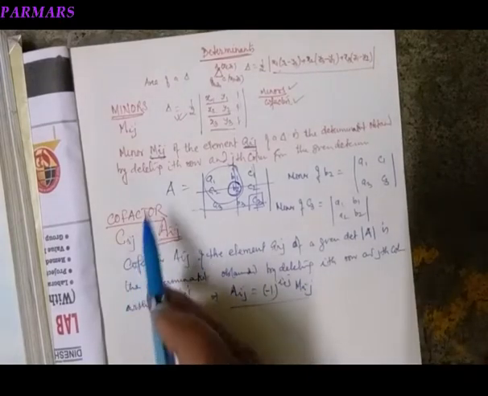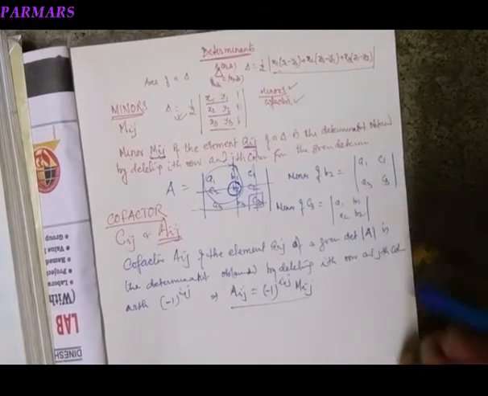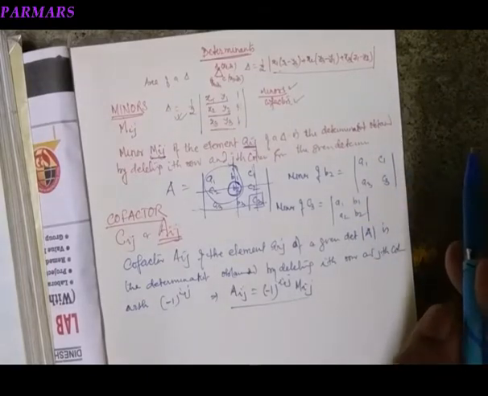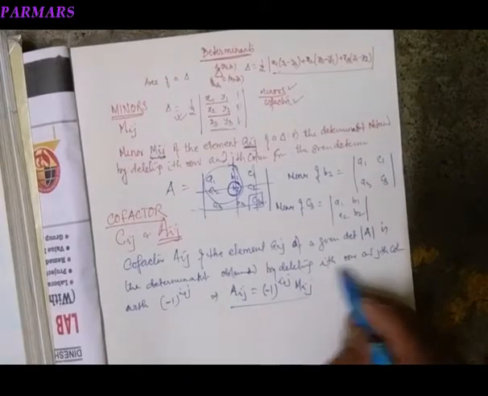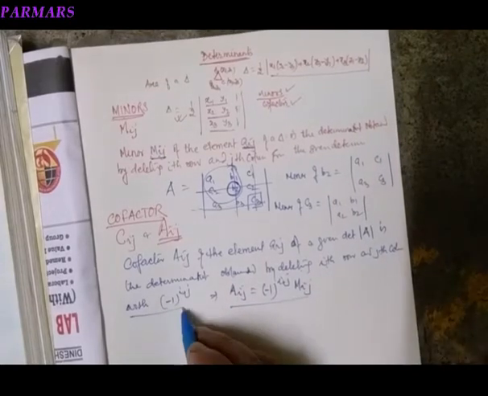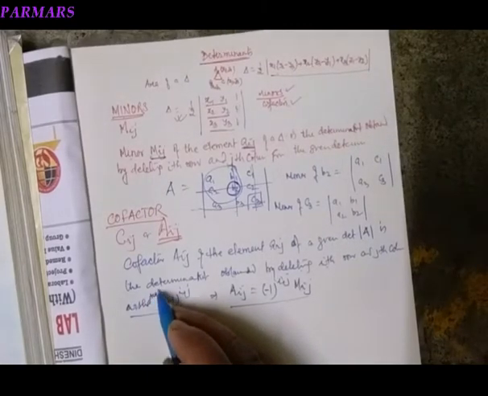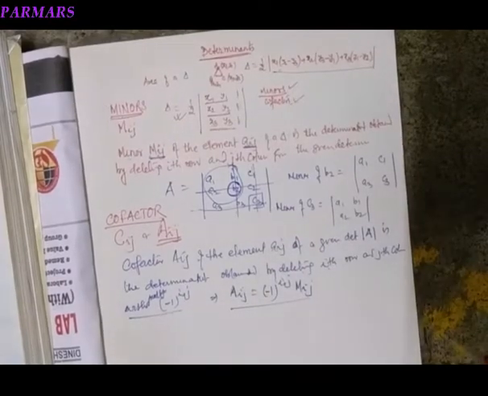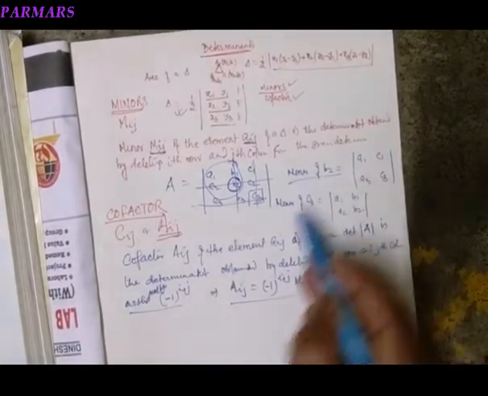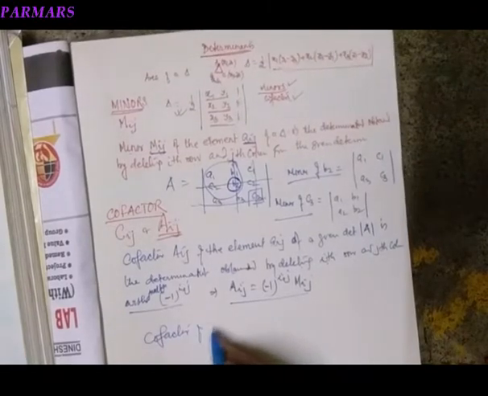So what was the minor? There was no plus or minus, you only delete the row and column and you get the minor. But here you have to obtain it by deleting the ith row and jth column, but with a multiple of (-1) to the power i plus j. Means, as you found the minor here, what is the cofactor of b2?